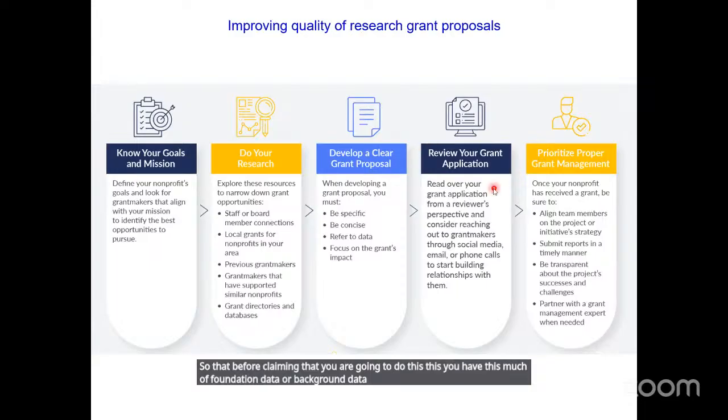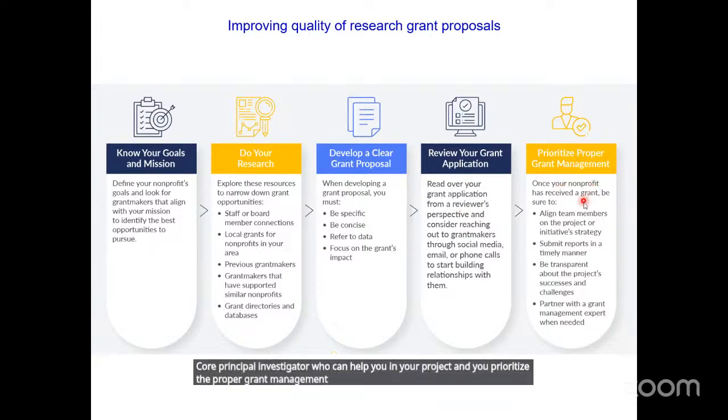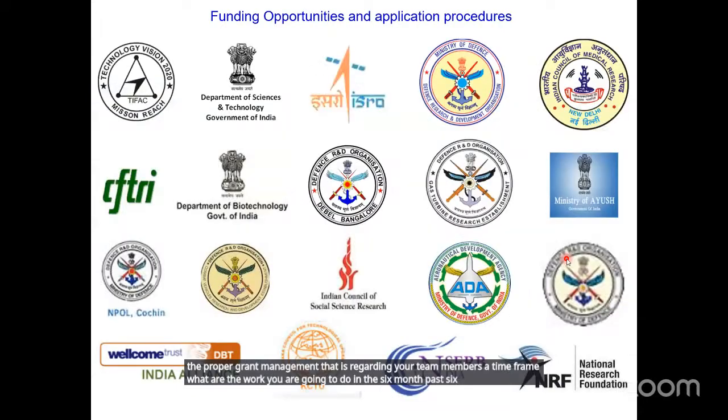And then review your grant application, either by yourself or give it to your collaborator. That means with one project you can add a couple of co-principal investigators who can help you in your project. And you prioritize proper grant management, that is regarding your team members, a time frame, what work you are going to do in the first 6 months, second 6 months, third 6 months.